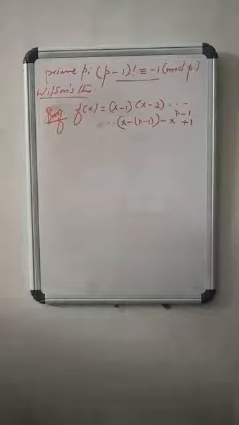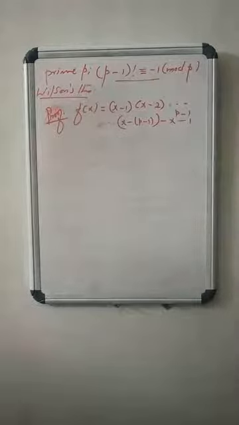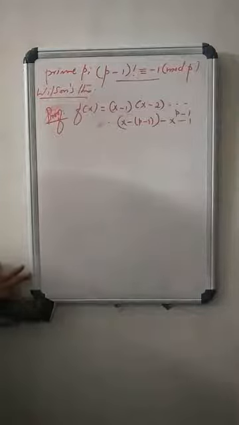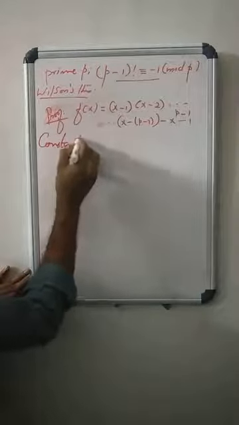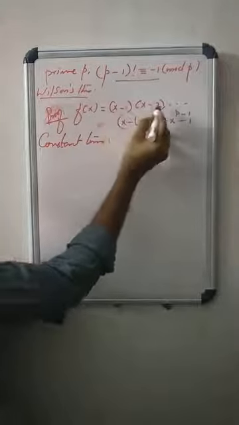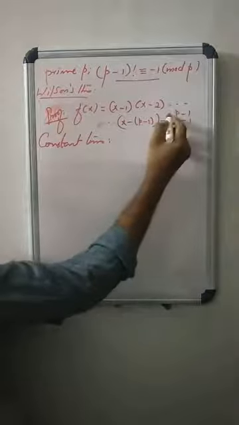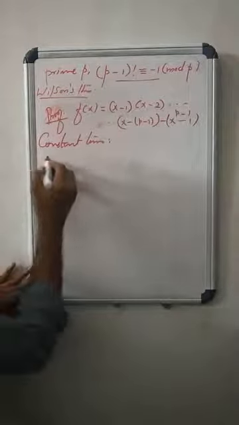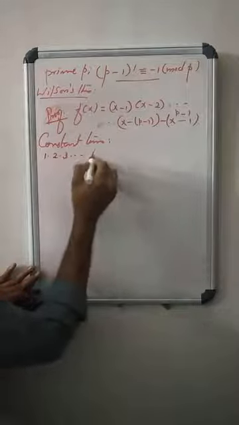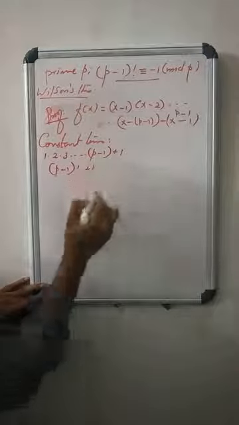Consider this polynomial: f(x) = (x-1)(x-2)...(x-(p-1)) - x^(p-1) - 1. What about the constant term of this polynomial? Its constant term is 1 into 2 into 3 into ... into (p-1), plus 1. That means it is (p-1)! + 1.